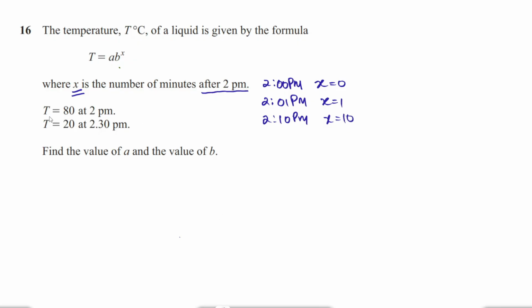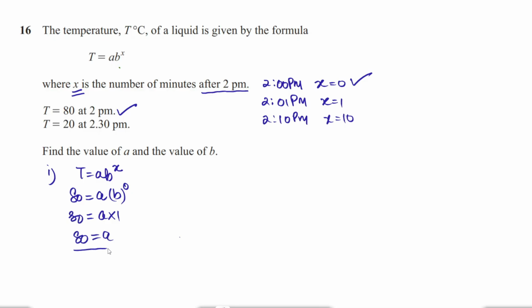Okay. So there are two equations we have been given. T is equal to 80 at 2 p.m. It means, first case, T equals A B power X. Here T is given as 80. A we have to find and B we have to find. But because it is at exactly 2 p.m., it means 0 minutes have passed after 2 p.m. So hence we take it as power 0. Any number raised to power 0 is 1. So A times 1 equals 80 and A comes out to be 80. That is our first equation which gave us this value of A.